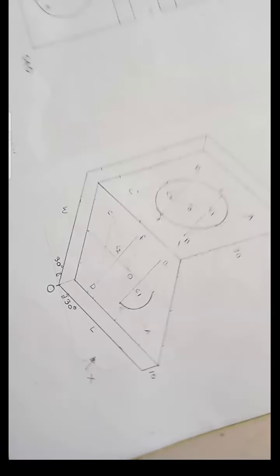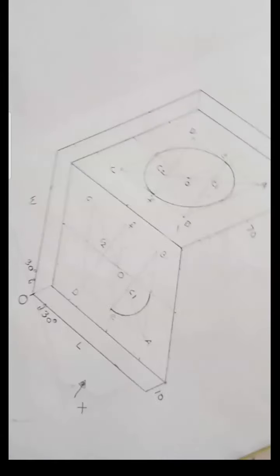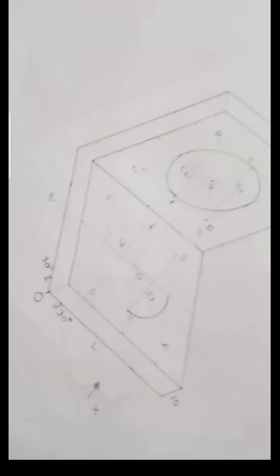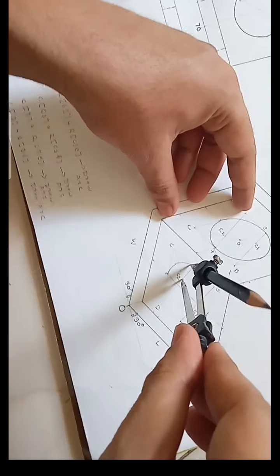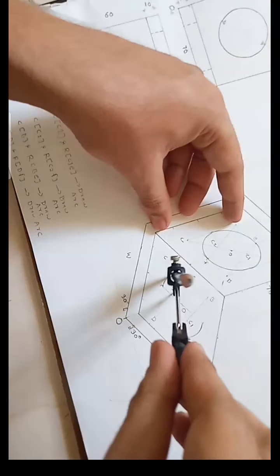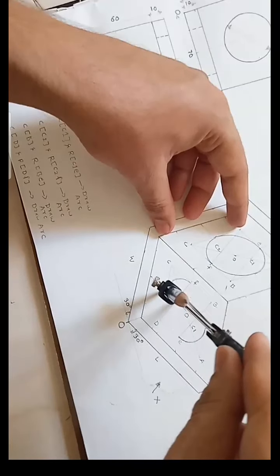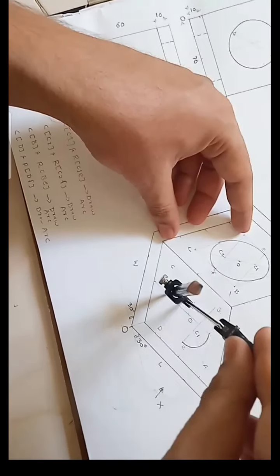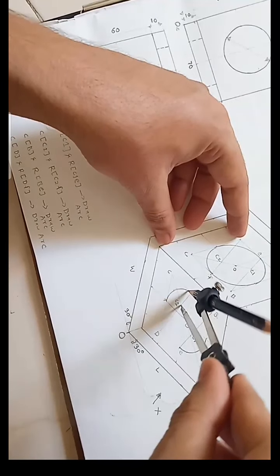Then what next step? Next step is center as C2, radius as C2F. Draw the next arc here. Center as C2, radius as C2F.